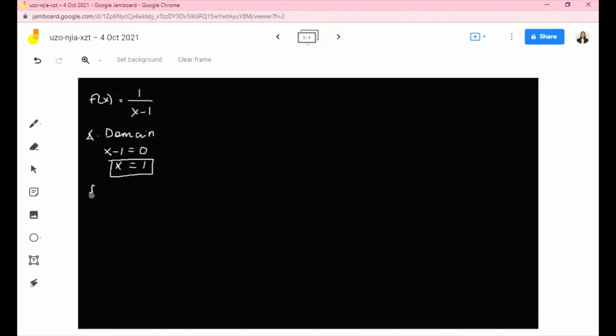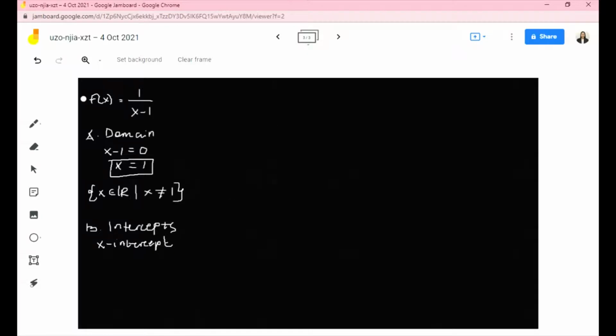So your domain will be all the values of x that are elements of the real numbers, provided that x is not equal to 1. Now let's continue with the intercepts. For the intercepts, let's begin with the x-intercept.